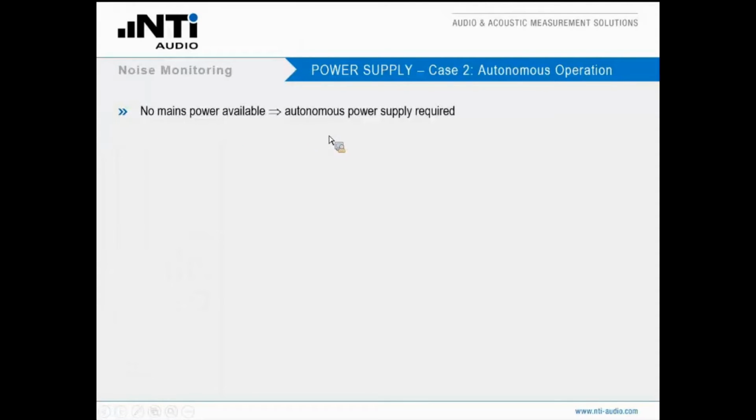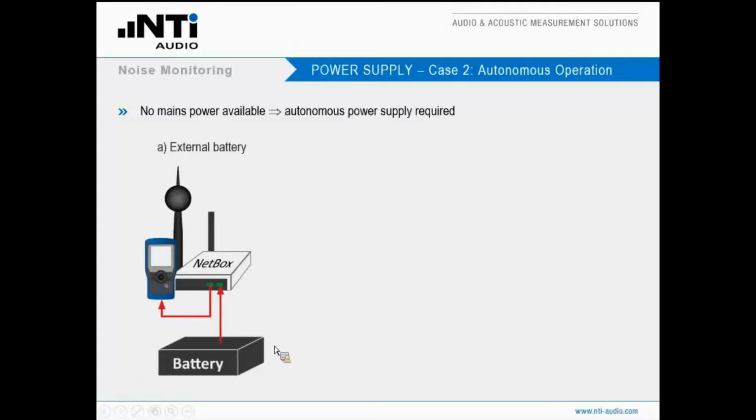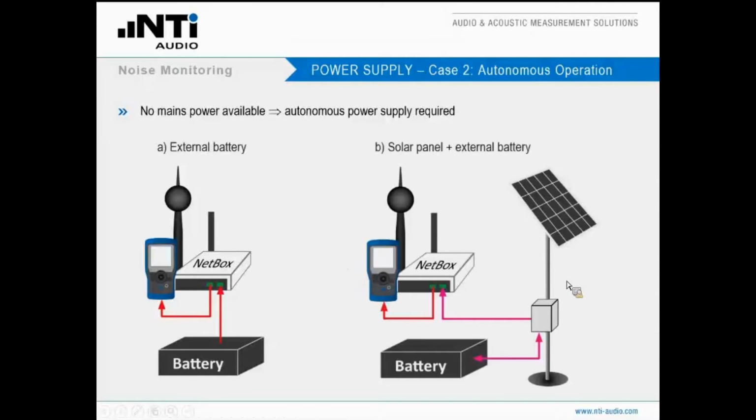Now, the second case regarding power supply is where we have no mains power available. So we need an autonomous supply in that case. Here we can, of course, again work with an external battery with the restriction that this battery has a limited capacity, and when it's empty, then the noise monitor cannot operate any longer. So for that reason, a possible solution would be to connect that battery to a solar panel, to a power source that can provide enough power during the day to both run the noise monitor and to charge the battery.